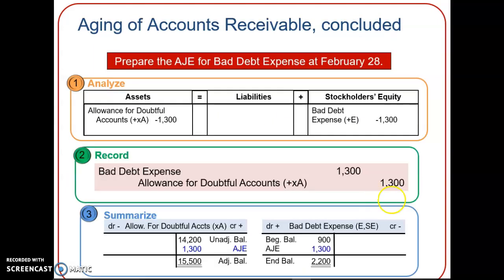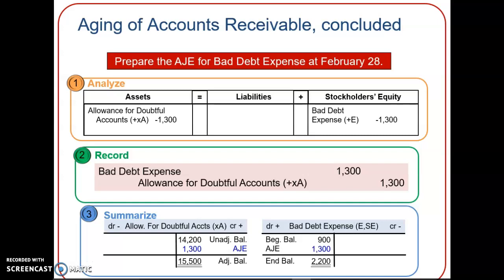So we can prepare the journal entry here. Debit, bad debt expense, $1,300. Credit, allowance for doubtful accounts, $1,300. To summarize in T accounts, for the allowance for doubtful accounts, before the adjustment we have $14,200. We increase that by $1,300. We arrive at the target, which is $15,500 in allowance for doubtful accounts.